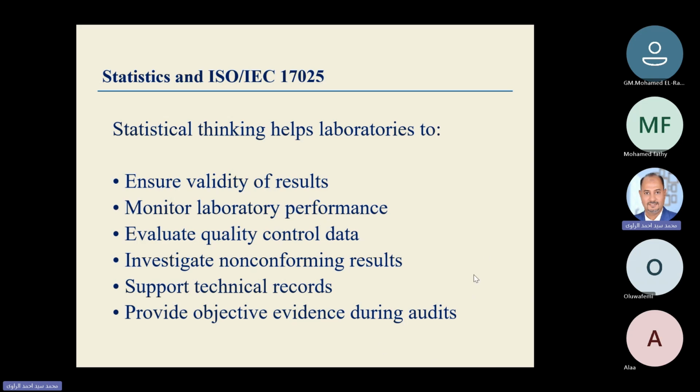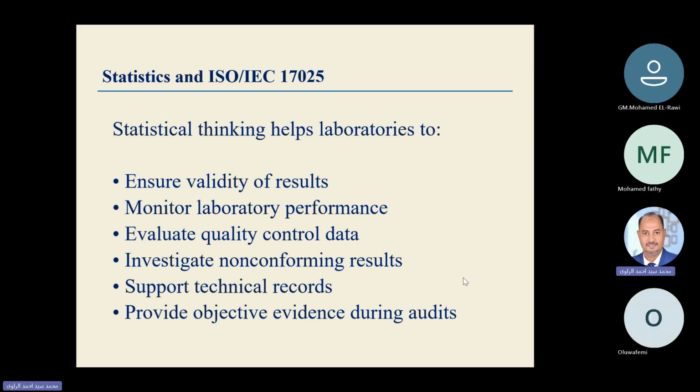Quality control results can be assessed statistically by comparing them with control limits, warning limits in the control chart, acceptance criteria, and historical performance. Also, it supports technical records and supports, of course, non-conforming and conforming results. Also, it provides objective evidence during audits.